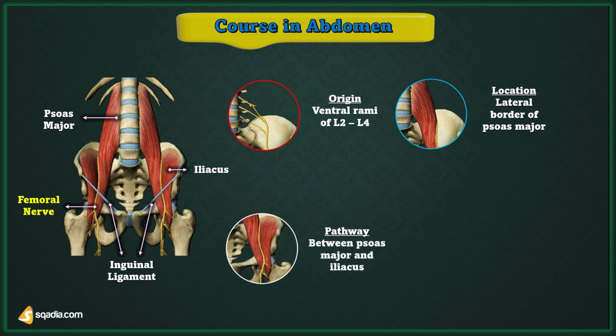Pathway: the nerve passes downward. Once it reaches the iliac fossa, it runs between the psoas major and iliacus muscles. The psoas major muscle lies medial to the nerve and the iliacus muscle lies lateral to the nerve.